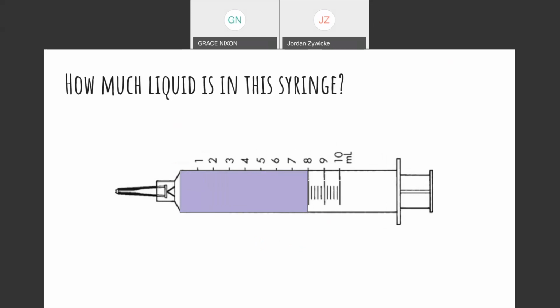Okay, now let's take a look at this syringe. How much purple liquid is filling the syringe? If you said 8 milliliters, you are correct. Now it's really important to point out that in the previous slide, our syringe only went up to 5 milliliters, but now in this slide, it is going up to 10 milliliters. So always when using a syringe, make sure you know how big the syringe is before you start measuring any liquid.